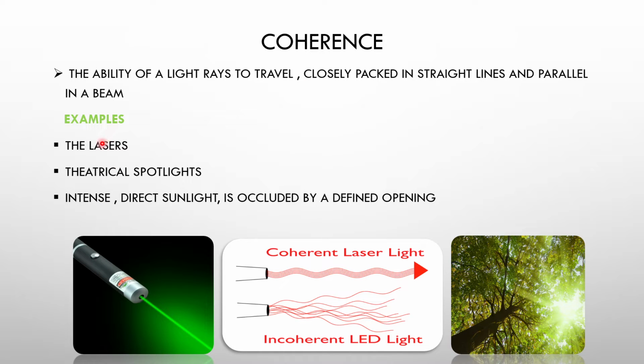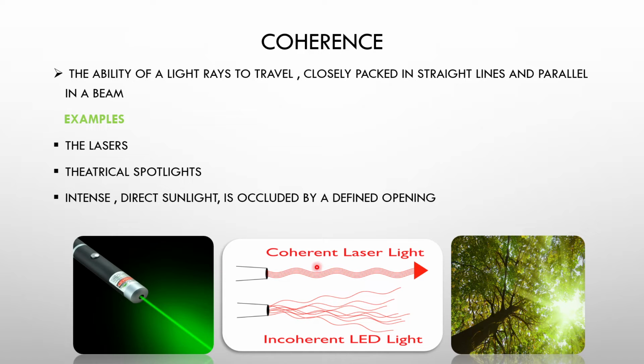Let's take lasers as an example. The light rays which come from a laser source are closely packed in straight lines and parallel in a beam. So these are the characteristics of a coherent source. Theatrical spotlights, where they use wavelength filters to get different colors, are also coherent sources. And intense direct sunlight passed through a defining opening is also an example of a coherent source.